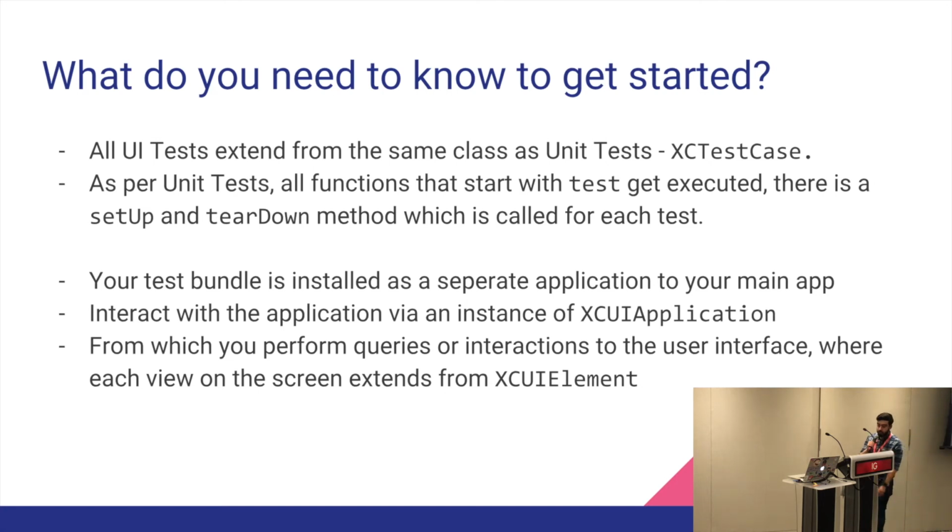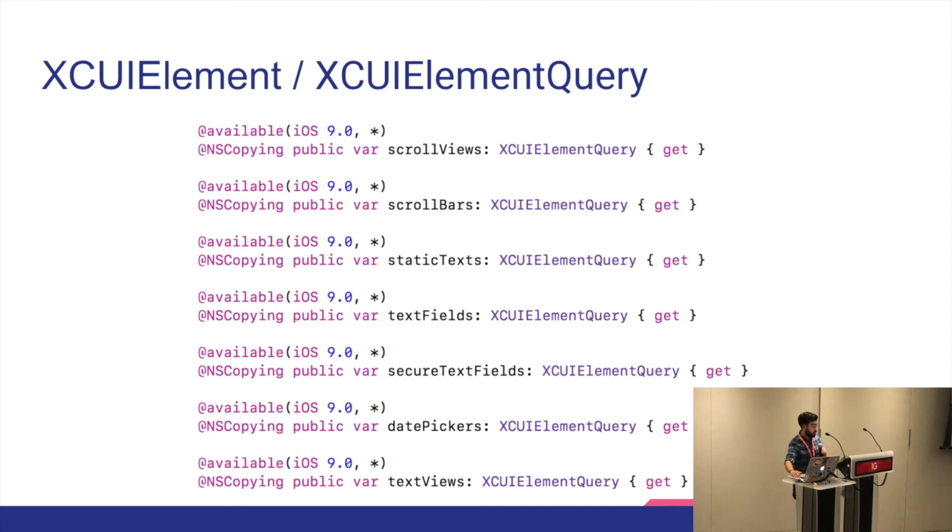So you spin up one of those, and within there you can then start interacting and querying the interface, where pretty much everything that's a view extends from something called an XCUIElement. And there's pretty much an XCUI query for every element that you know. So there's scroll views, scroll bars, static texts, which are basically labels, text fields, date pickers. Everything that you can pretty much drag out of storyboard exists as one of these queries.